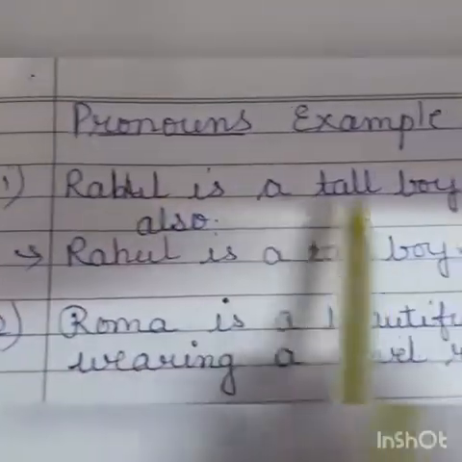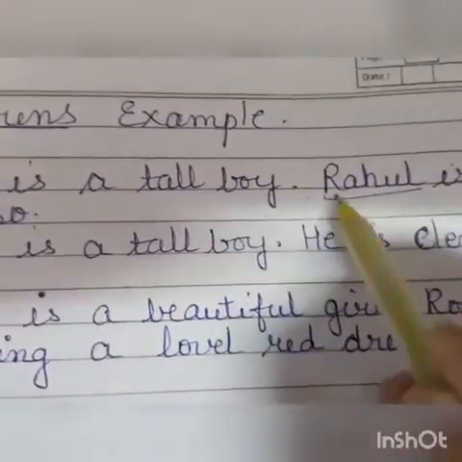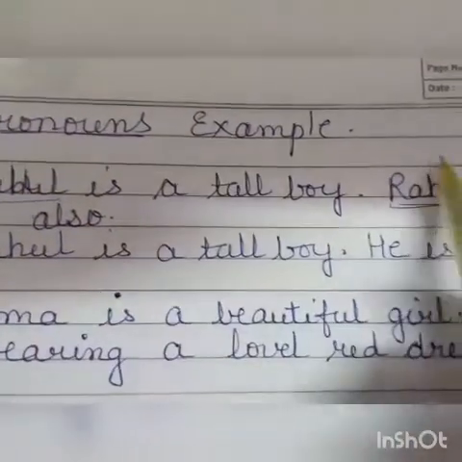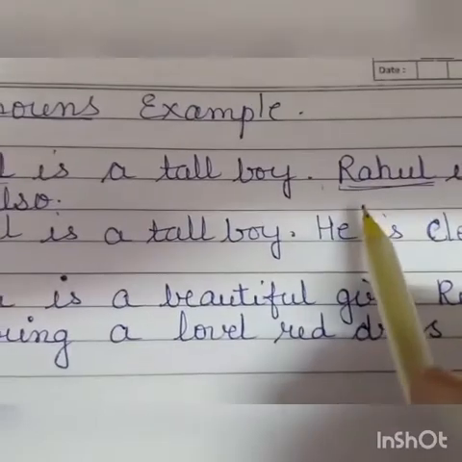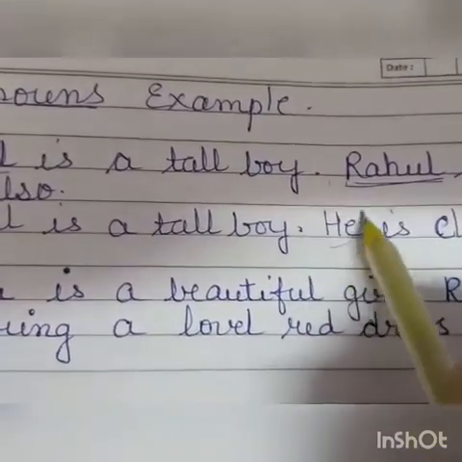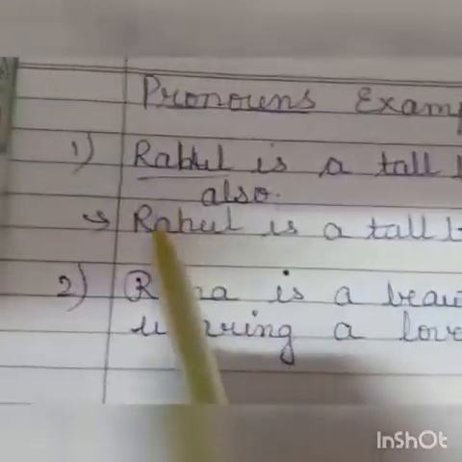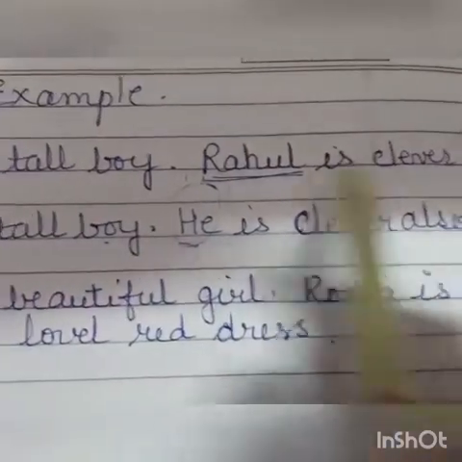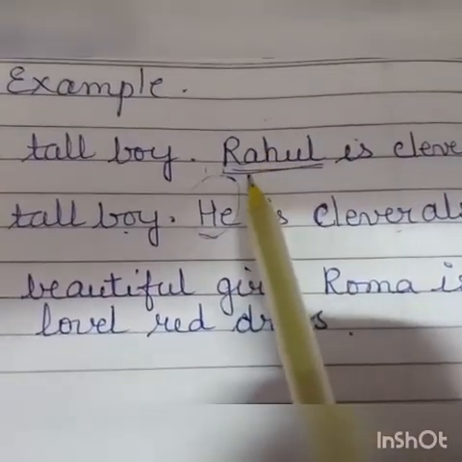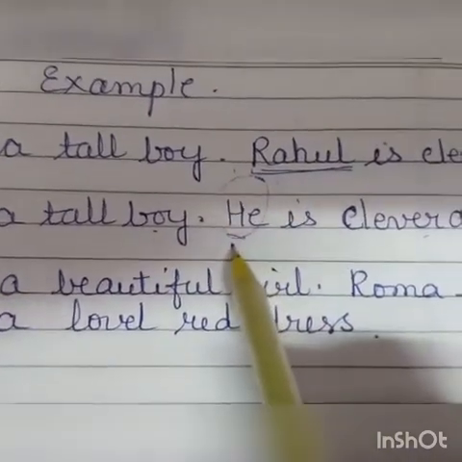I have written, Rahul is a tall boy. Rahul is clever also. Here we have used Rahul two times. They are both nouns. But instead of repeating Rahul a second time, we are going to remove this Rahul and write he. He is a pronoun and it is used for boys. Again, how will we write the sentence? Rahul is a tall boy. He is clever also. That means instead of repeating the noun again, I have written a pronoun, that is he.